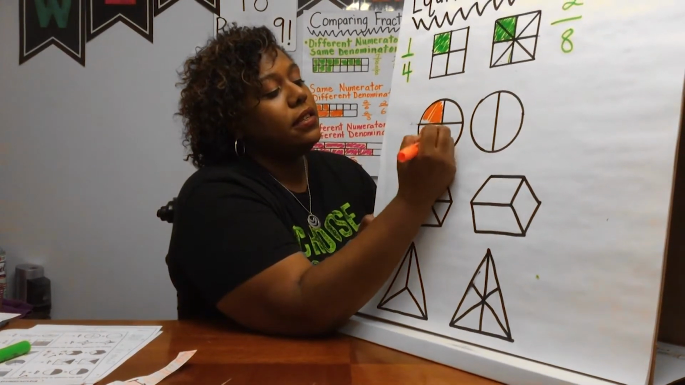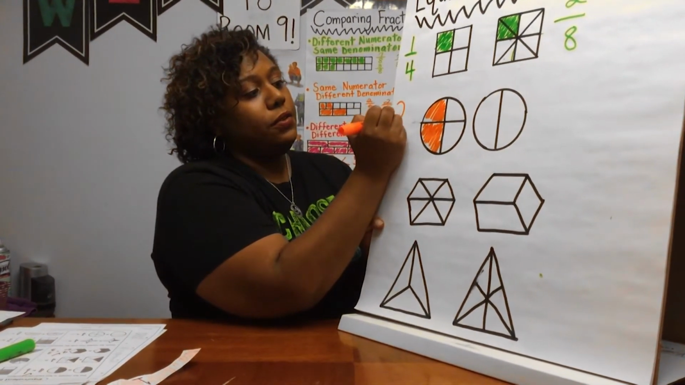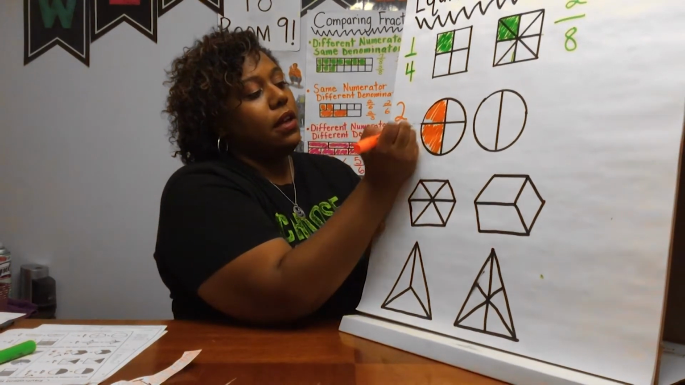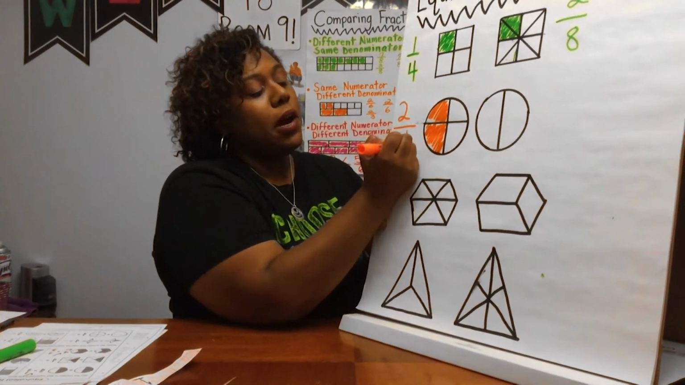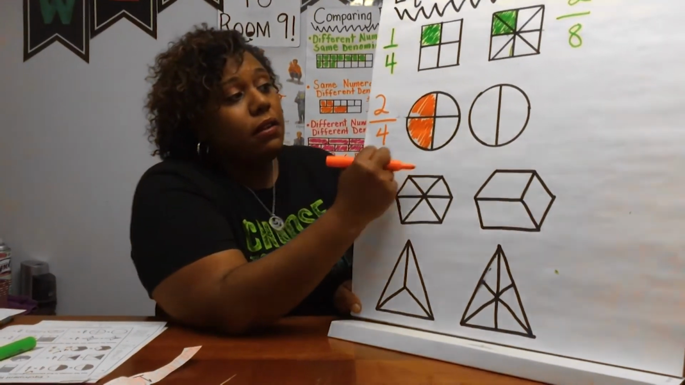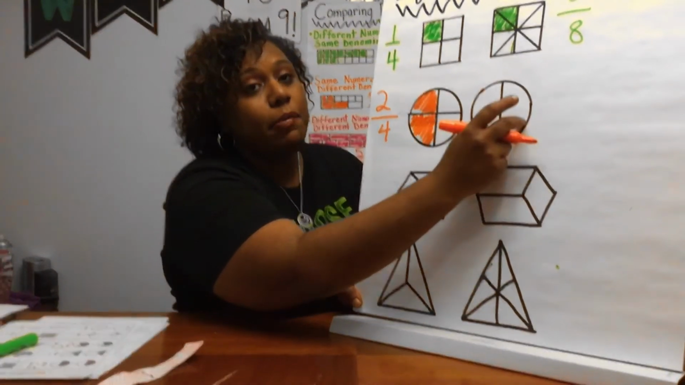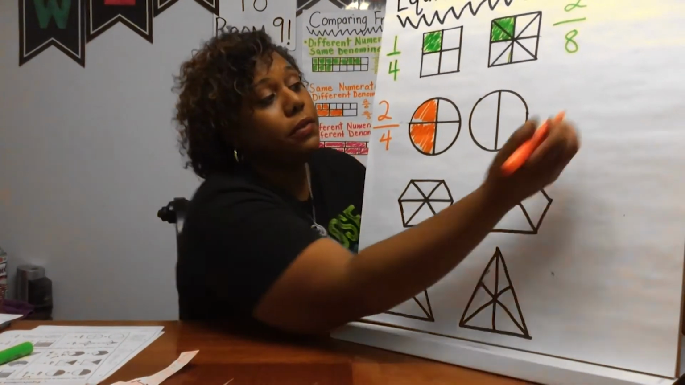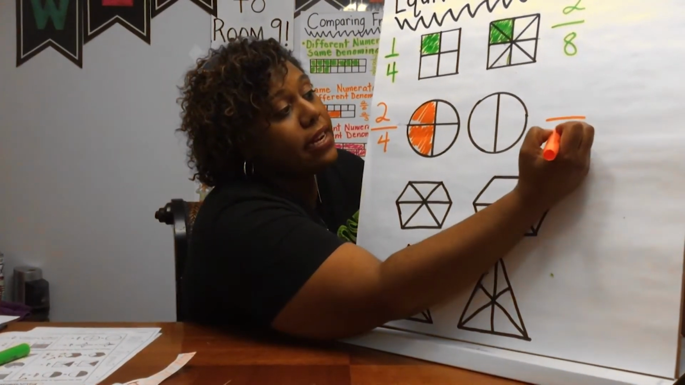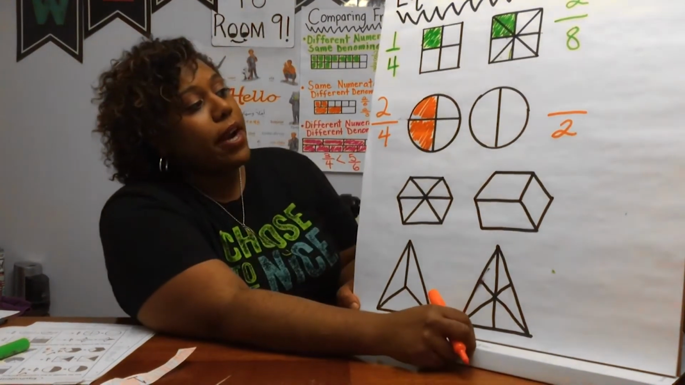2/4. 2 of the 4 equal parts. Okay, 2/4. Now, this is a whole, and it has how many parts? 2. So my denominator is 2 because that's the number of parts that I have.